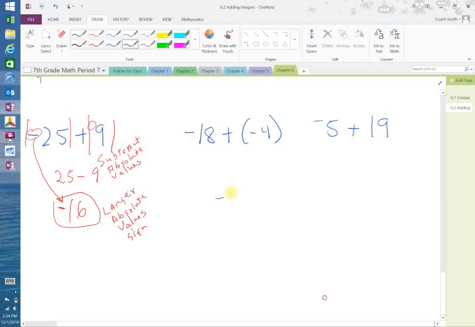Okay, so Colton, what'd you get for negative 18 plus negative 4? Yes, negative 22. Okay, it's negative because I have two negative signs, so I just take 18 plus 4, which is 22, and keep the negative sign.